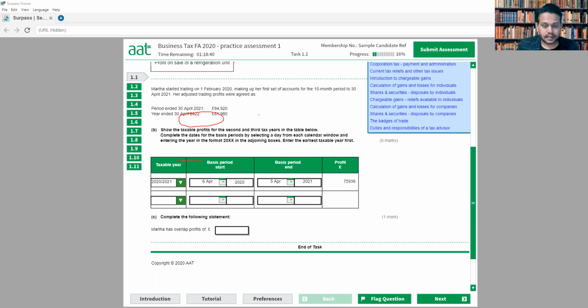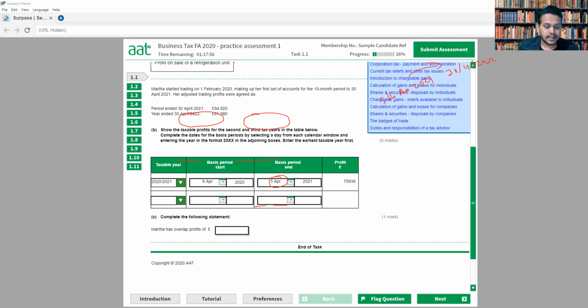This is the main area you have to be careful. Fiscal year 2. There, they ask, does the trader have a period of account ending in the second fiscal year? So that means the 15-month period we have in this question, does it end in the second fiscal year? Now we know our second fiscal year ends on 5th of April 2021. But unfortunately, our period is ending after, that is 30 April 2021. So our answer will be no. And that's the reason we took 6th April to 5th April. This one we already recorded for the second fiscal year.